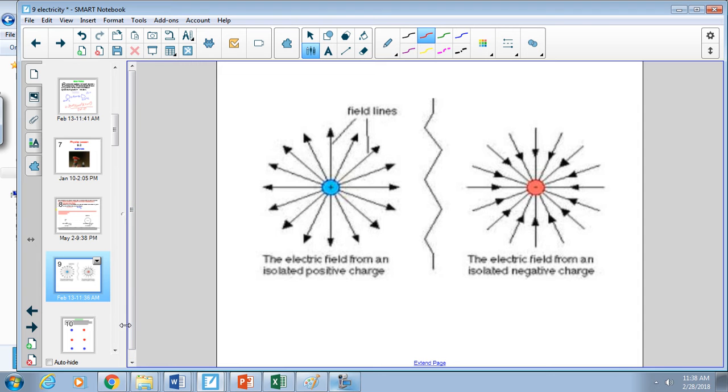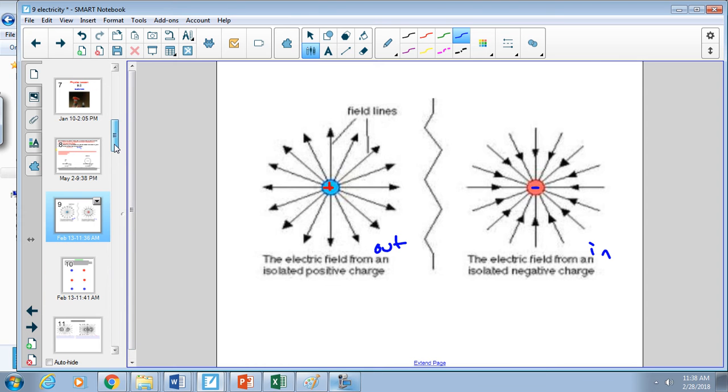So let's look at some electric fields. So here we have a positive charged ion, and here we have a negative. Notice that the electric fields that they generate are opposite. So positives go out, negatives go in. So when we're drawing them, we need to indicate that.